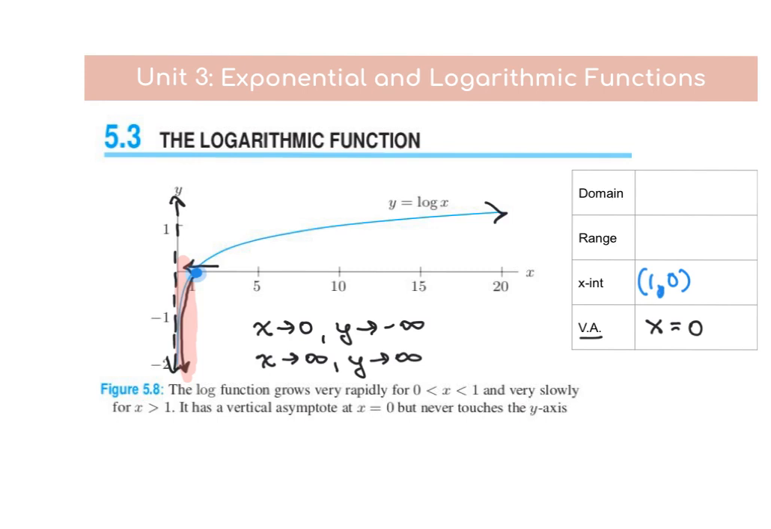So now let's think about what the domain and the range are of this function. The domain is going to be all x values greater than 0, and the range is all real numbers because you can have anything from negative infinity to positive infinity. So you could write that in interval notation as going from negative infinity to positive infinity.